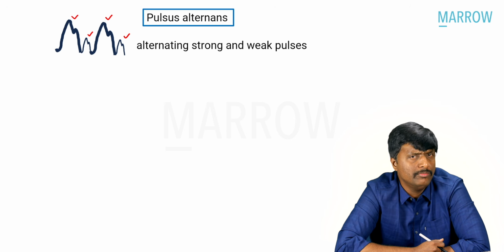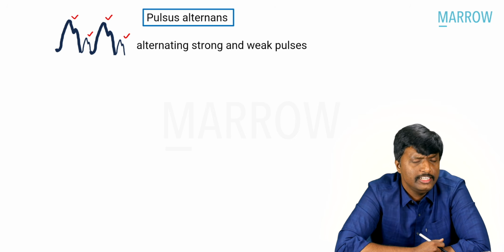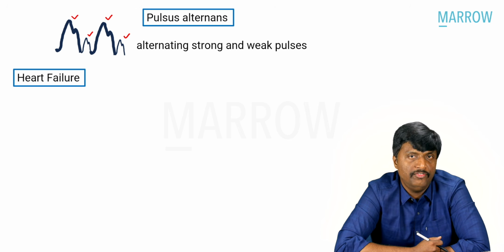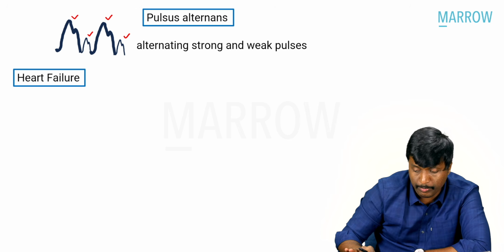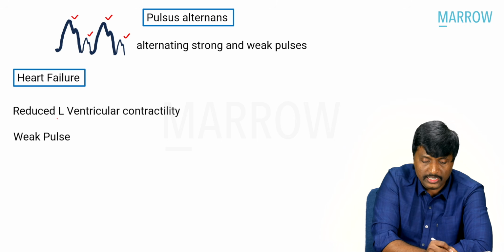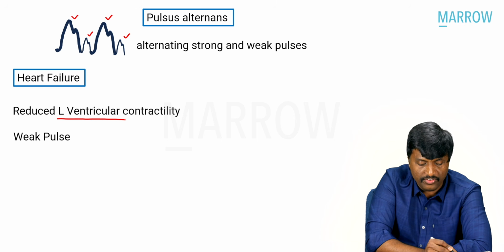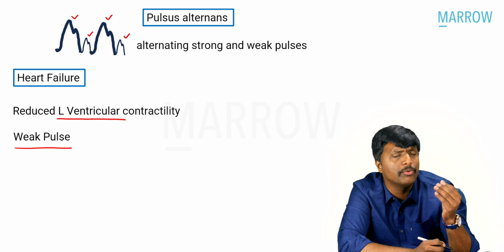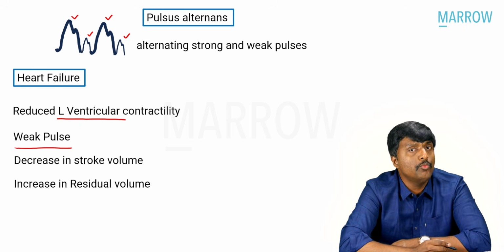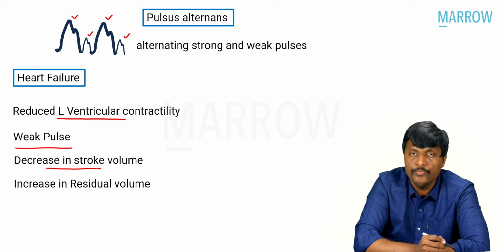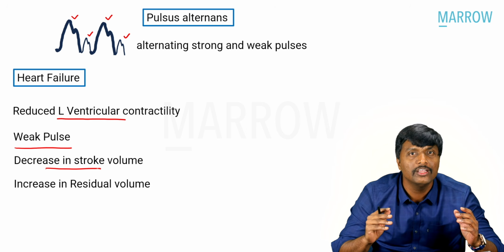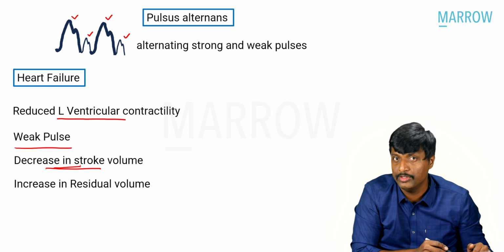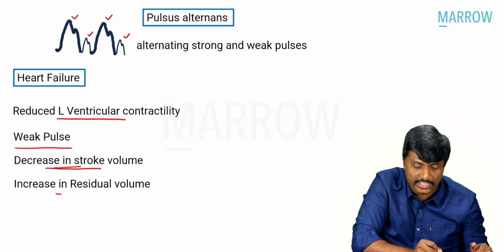First question. What is the most common cause for this pulsus alternans? It is usually seen in patients with heart failure. Heart failure, left ventricular dysfunction. True, that is the starting point. Reduced left ventricular contractility, you definitely get a weak pulse. If there is reduced left ventricular contractility, what happens to stroke volume? There is a decrease in stroke volume. Less is going out, more is staying inside the heart. Less is going out, decrease in stroke volume. More is staying inside the heart, increase in residual volume.